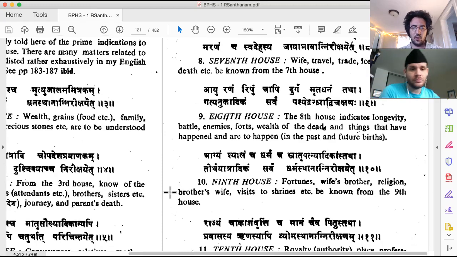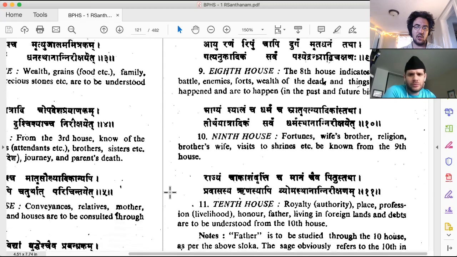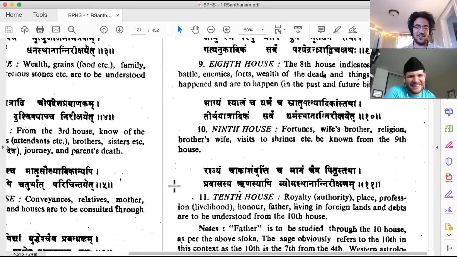Cool. Ninth house: fortunes, wife's brother, religion, brother's wife, visits to shrines, et cetera. So that's it, guys. All right, on to the 10th house. This isn't a very important house.